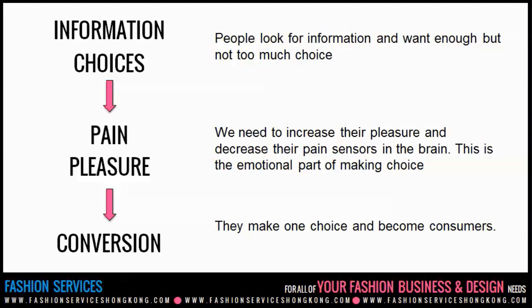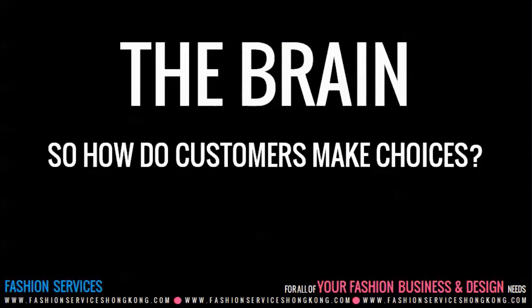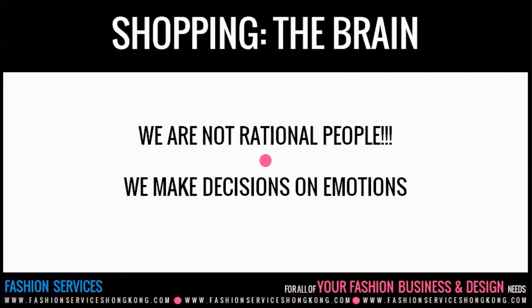So let's start with the brain. How do we make choices? What's the process that every shopper goes through? So we are not actually rational people. Some people make shopping lists whenever they go shopping, but actually we make decisions based on our emotions and the process in which our brain goes through when we're looking at information, absorbing it, and making a choice.